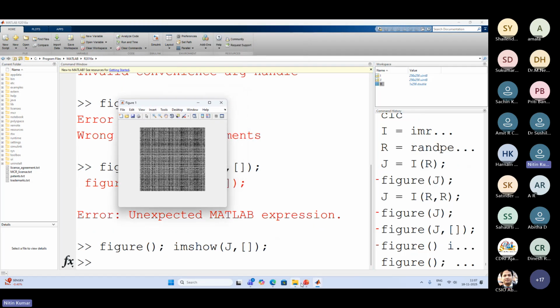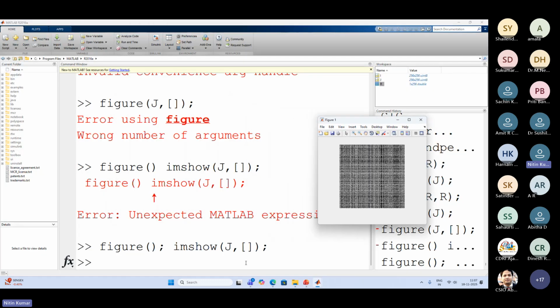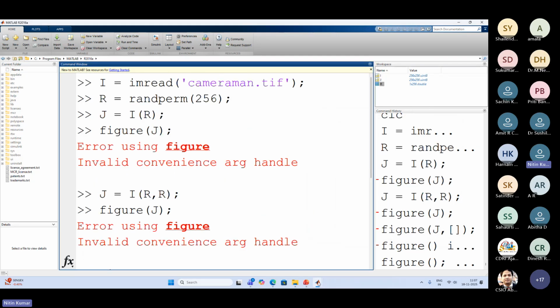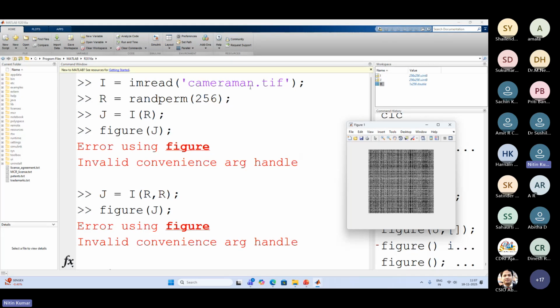Now you can see here that this original figure that I had was of a cameraman. What I have done here is I have read one image initially, the cameraman image. Then I have generated this R using random permutation. So 256, like 1 to 256 random values will be generated, and using this equation J is equal to I(R,R), I have randomly selected the rows and randomly selected the columns.